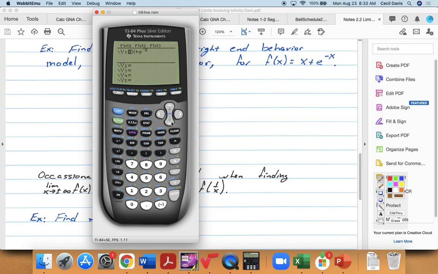If I check this against y equals x on the right side, and so I can see it, I'm going to make this one bold. How do you make it bold? Move all the way over to the left and hit enter once.